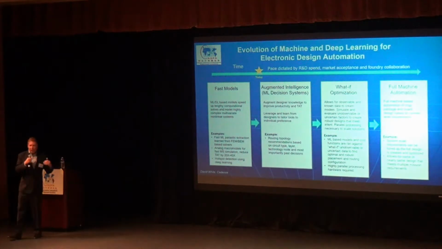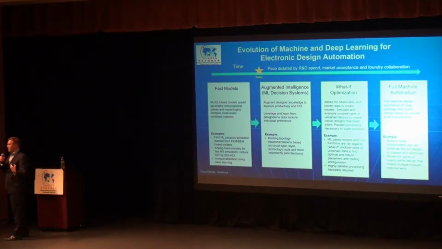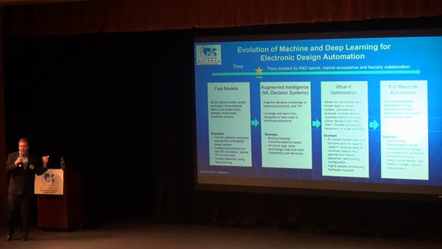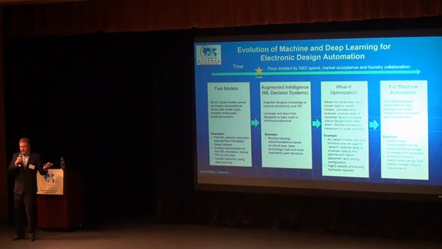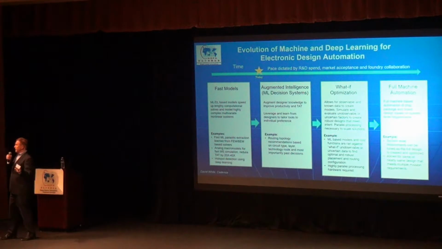So this slide shows my view of how I think machine learning and deep learning will evolve for not only EDA tools, but for CAD tools in general. The star indicates where we believe we are today. Up to today, machine learning and deep learning has been used primarily to generate fast models. And as Rob mentioned in his talk, machine learning is really good when you have a very complex, nonlinear problem, being able to develop a fairly simple computational model that runs very fast. Those are the type of applications you see in EDA today.